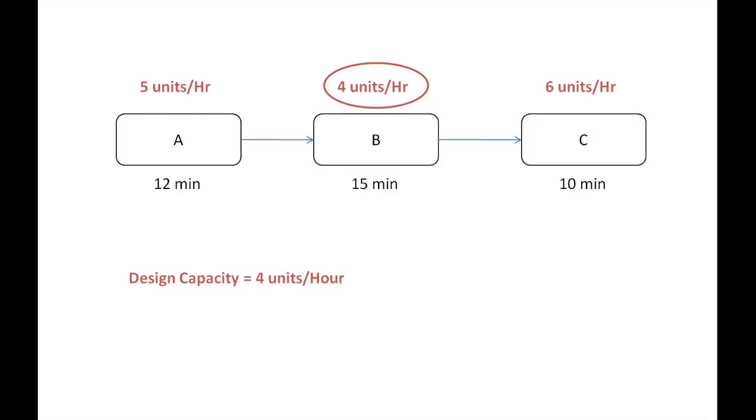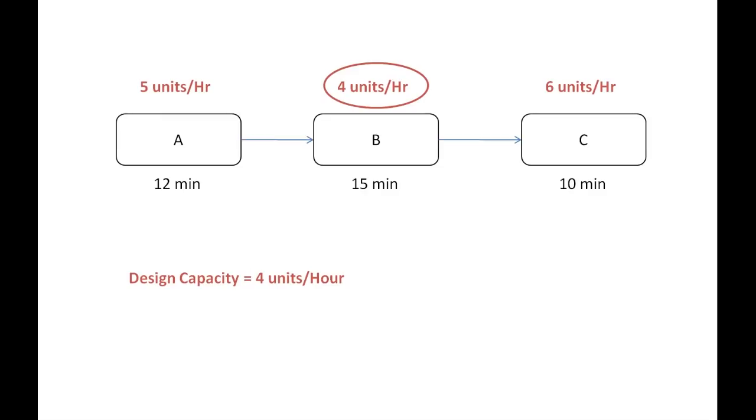All right. So let's assume that in this case, the reliability is 100% for all of them. So if we calculate the hourly capacity, A would have an hourly capacity of 5 units per hour, B would have an hourly capacity of 4 units per hour, and C would have an hourly capacity of 6 units per hour, right? So overall, the design capacity of the entire assembly line as a whole would be 4 units per hour, which is the lowest one. So B is the bottleneck, and the design capacity would be 4, right?